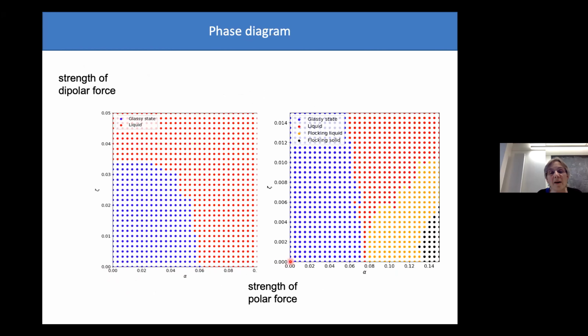If you have a system where you get this alignment with the velocity, a Vicsek-like algorithm, instead of just getting a liquid-like state, the cells will move off in the same direction and you get flocking.